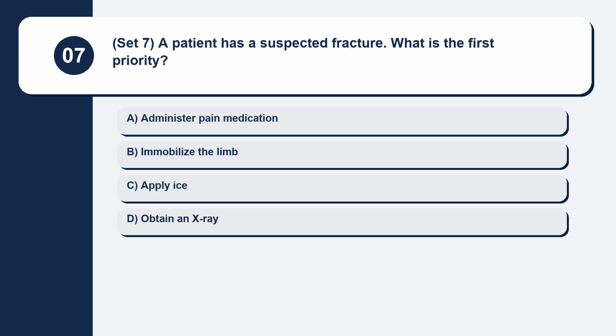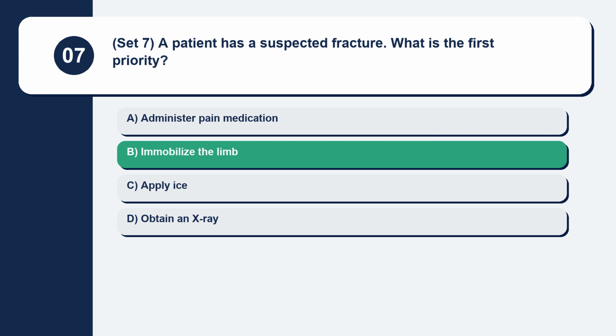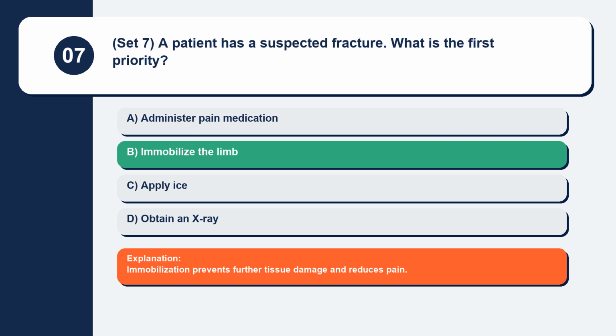Question 7. Set 7. A patient has a suspected fracture. What is the first priority? Administer pain medication, immobilize the limb, apply ice, obtain an X-ray. Immobilization prevents further tissue damage and reduces pain.